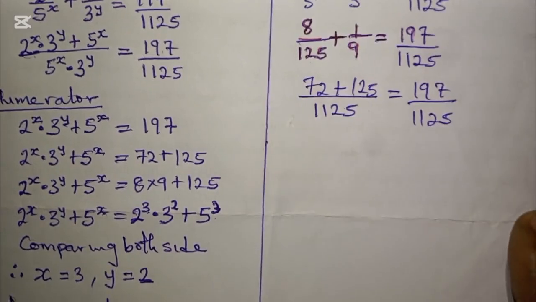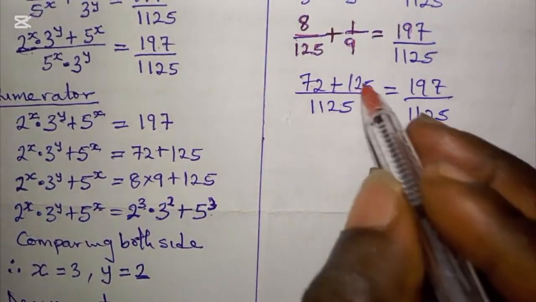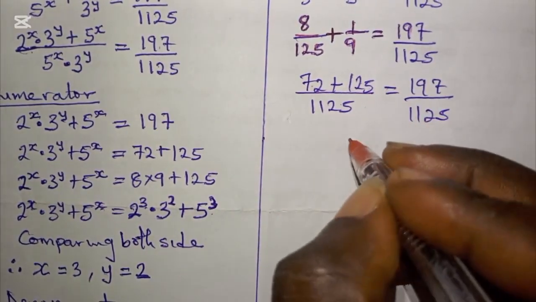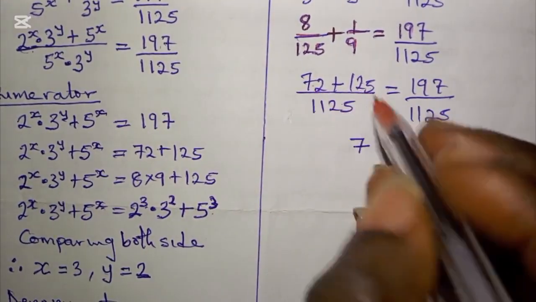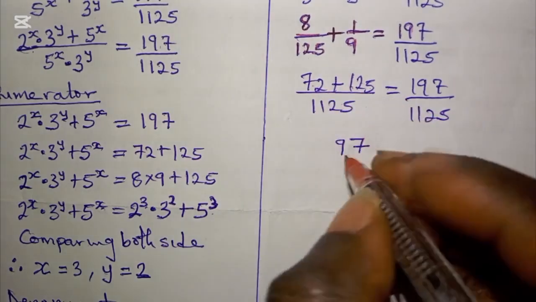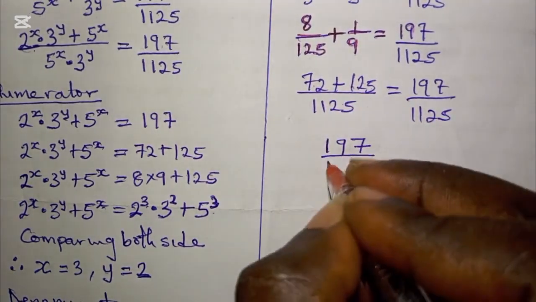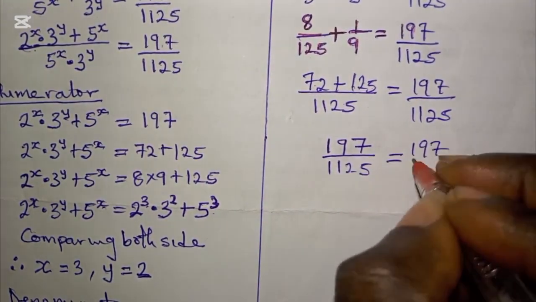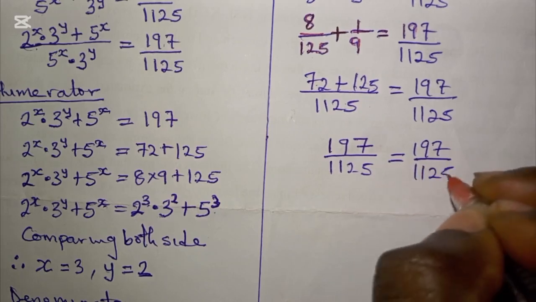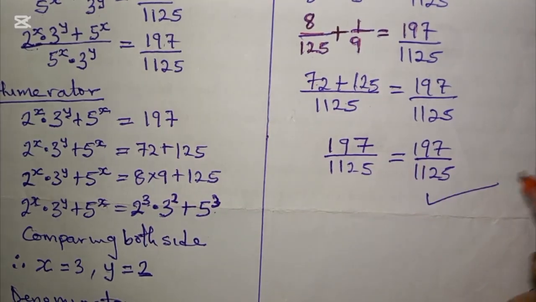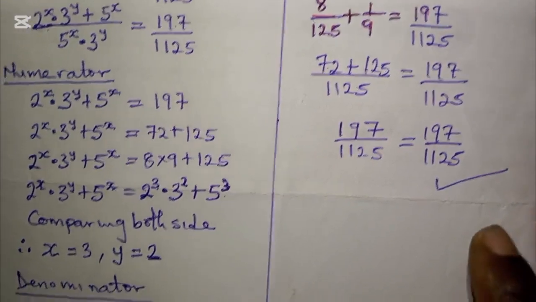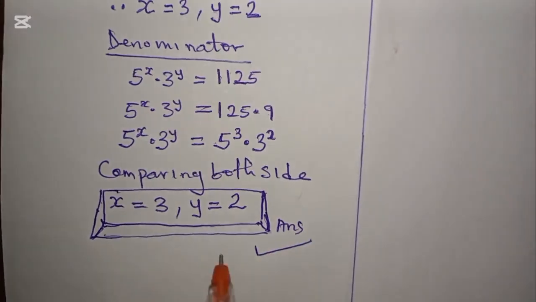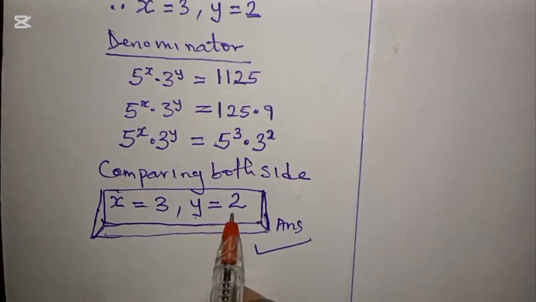Okay, so what do we do next? We add these two together. 2 plus 5, that's 7. 7 plus 2, that's 9. 9 plus 0, 1. Divided by 1125, which is equal to 197 over 1125. Verified. So it shows that the value of x is 3, and that of y is 2.